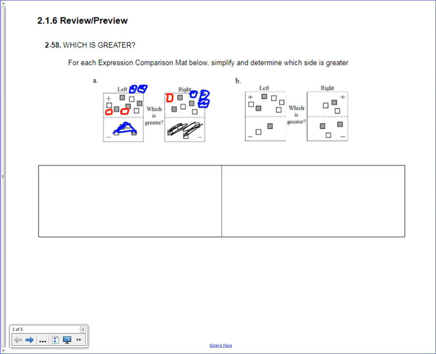So the first step I'm going to do is remove any 0 pairs. So here's a 0 pair right here, a 0 pair, 0 pair, 0 pair. So I have positive 1 on the left-hand side. On the right-hand side, I'm going to do the same thing: 0 pair, 0 pair, 0 pair, and I'm left with 3 on the right-hand side. So on the left, I have 1. On the right-hand side, I have 3. So which one is greater is the right side.